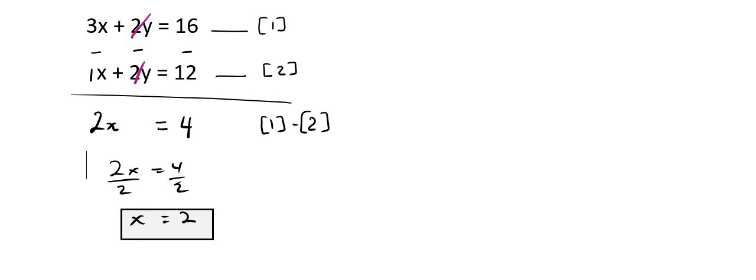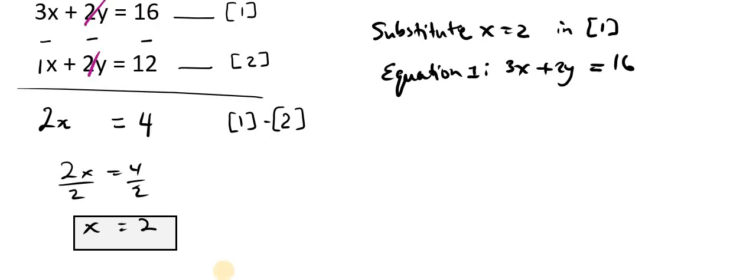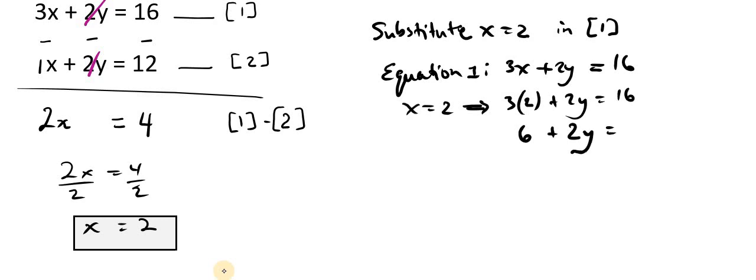Now let us find the value of y. So what we do, we'll substitute x equal 2 in any one of the equations, either equation 1 or 2. Let's choose equation 1. So let's write equation 1, which is 3x plus 2y equals 16. Next, we will substitute x equals 2 in this equation. So we're going to have 3 times the value of x, which is 2, plus 2y equals 16. Now 3 times 2, that's 6, plus 2y equals 16.